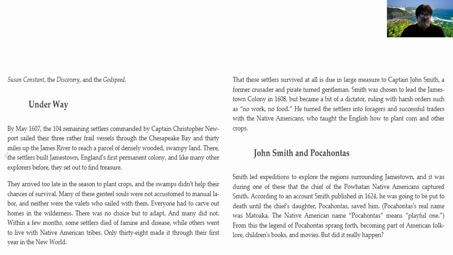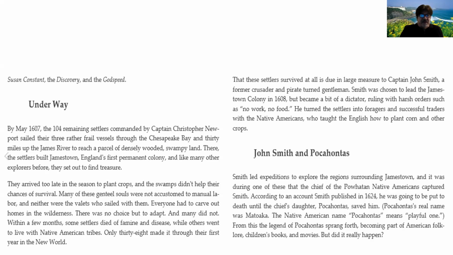There, the settlers built Jamestown, England's first permanent colony, and like many other explorers before, they set out to find treasure. Okay, so that's self-explanatory. Now we'll go on to the crops. They arrived too late in the season to plant crops. Remember, crops are seasonal. We even have this issue today. It might be November, December, and I want cherries, and this is the year 2020, but that crop of cherries, they don't grow in the winter, so I have to wait until maybe spring to get my cherries. So this is why they arrived too late in the season to plant crops.